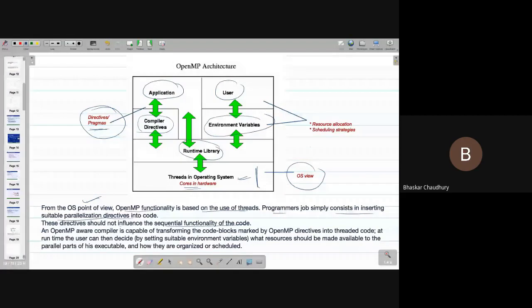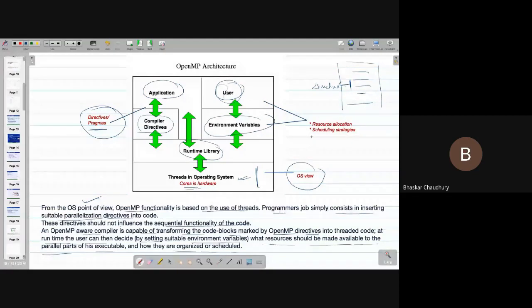An OpenMP-aware compiler is capable of transforming the code blocks marked by OpenMP directives. So typically, let's say this is my code, and I mark where I want to introduce parallelism, and you use some OpenMP directive here. The compiler will automatically understand this, and at runtime the user can decide by setting environment variables, like the number of threads typically, what resources should be made available to the parallel parts of the executable and how they are organized or scheduled.